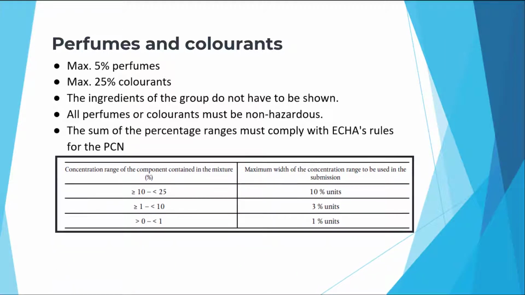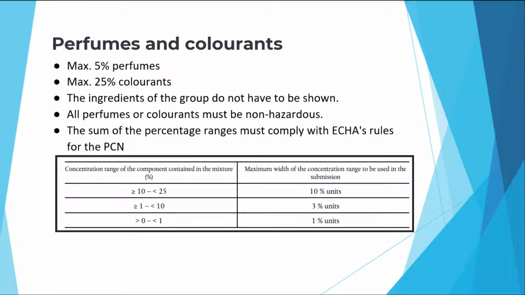Non-hazardous perfumes and colorants can be grouped together for reporting. However, non-hazardous also means that as soon as even one of these particular ingredients becomes hazardous and is still included in the formulation, the other non-hazardous ingredients may also no longer be combined. It is also not permitted to report the maximum value and the remaining substances separately. So if you have 6% of non-hazardous perfumes in the formulation, all perfumes have to be reported individually.